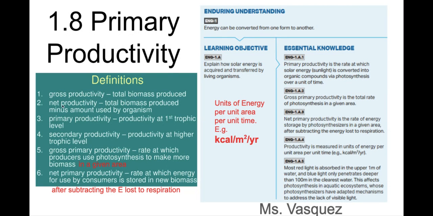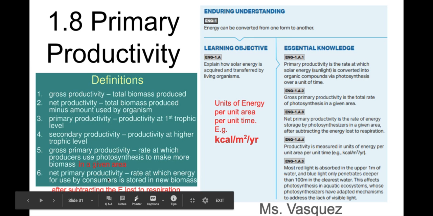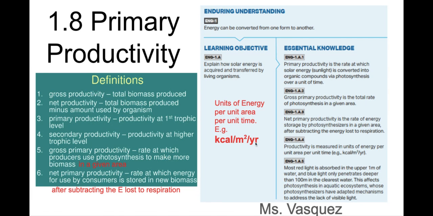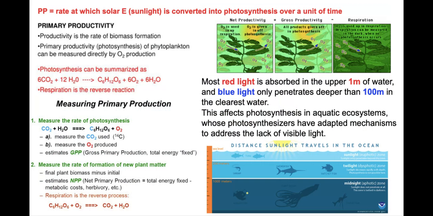Primary productivity. These are all your definitions that you need to know. What is gross, what is net, what is primary, secondary, gross primary, and net primary. The units for primary productivity are going to be kilocalories per meter squared per year in terms of calculation. There is only one equation. We have gross minus respiration equals net, or net plus respiration equals gross. Okay, so primary productivity is going to be the rate at which solar energy or sunlight is converted into biomass through photosynthesis over a unit of time.